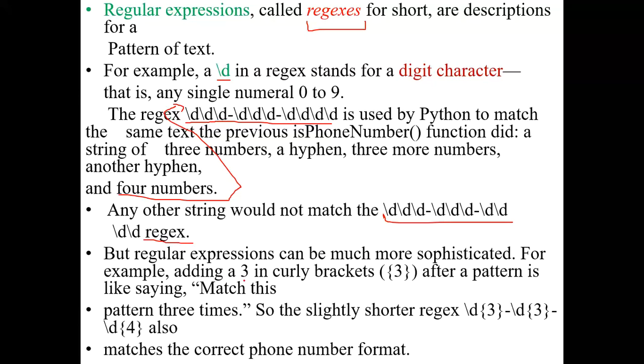For example, adding a 3 in curly brackets. Writing 3 in curly brackets after a pattern is like saying match this pattern 3 times. So how many times does the particular pattern have to match? 3 times. So this is a slightly shorter regular expression; we are optimizing it. How many times have we written \d here? 3 times. So writing it 3 times can be optimized using this shortcut: \d followed by 3 within a pair of braces. The same thing can be written this way, and this pattern is going to match the correct phone number format.